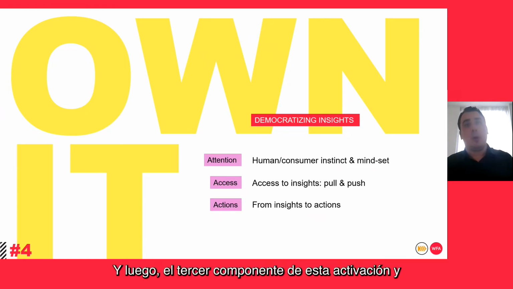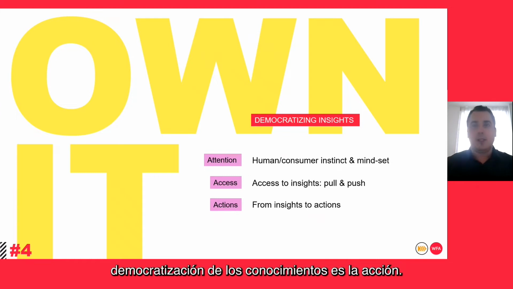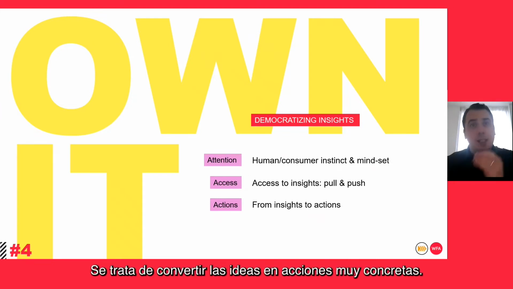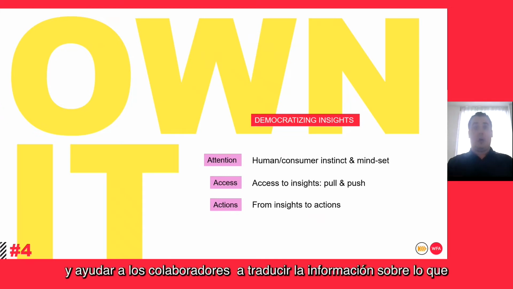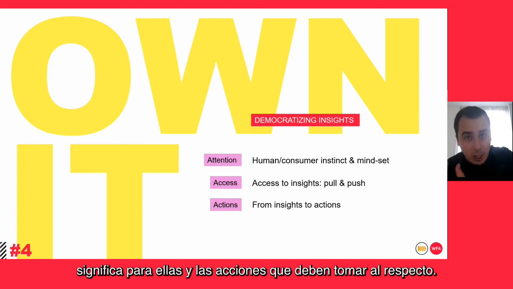And then the third component of this activation and democratizing of insights is action. It's about turning insights into very concrete actions. It's about being a business partner and helping stakeholders to translate the insight into what it means for them and what actions they should take upon them.